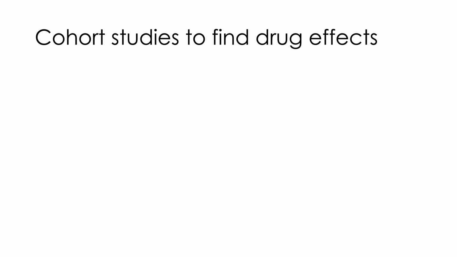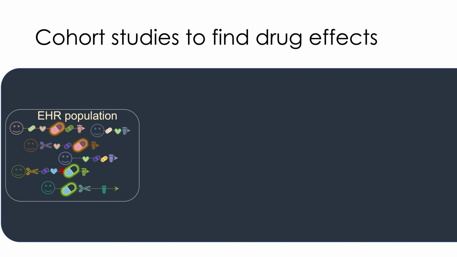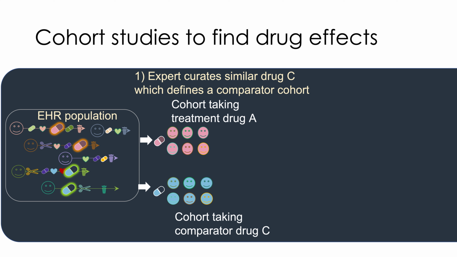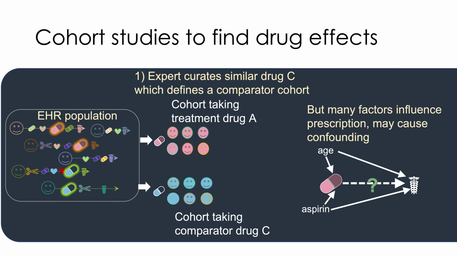So these drug safety studies are typically done using cohort study design. In this approach, an expert crafts a comparator cohort for the treated cohort of people who should be in similar health. So we start from our electronic health record population, and if our drug A is an anti-epileptic, an expert will craft a comparative cohort taking drug C, maybe another anti-epileptic. But still, people taking drug A might be younger or might have a history of other drugs. And if their medical history or age changes their risk of developing the outcome Y, such as younger people are at less risk of developing the outcome Y, this can create confounding.